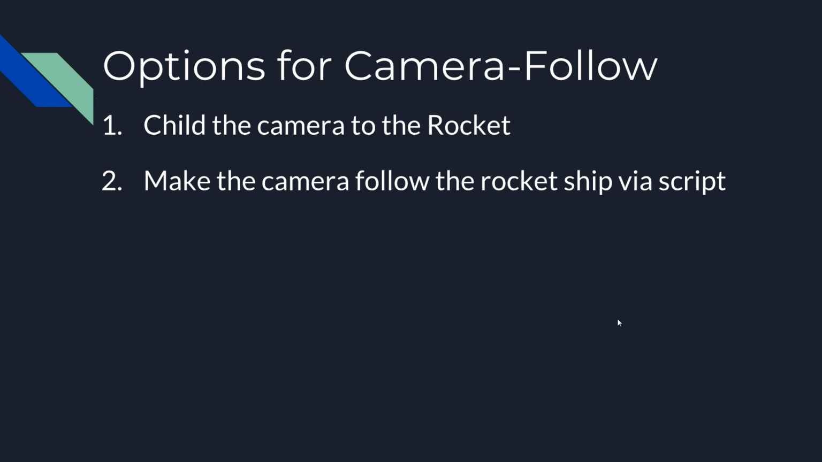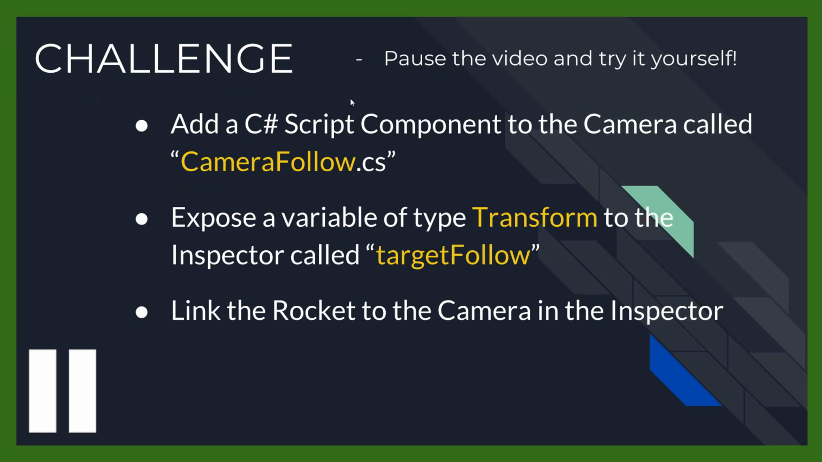Well, actually, you're going to get things started here with a challenge. Pause the video and try the following steps. Add a C# script component to the camera called cameraFollow. Expose a variable of type transform to the inspector called targetFollow, and then link the rocket to the camera in the inspector. Once you've done that, you can unpause the video and I'll show you how it's done.